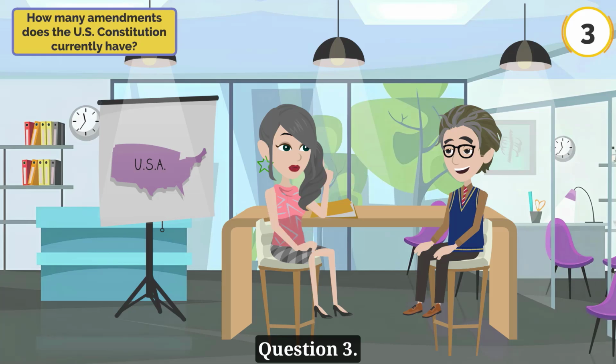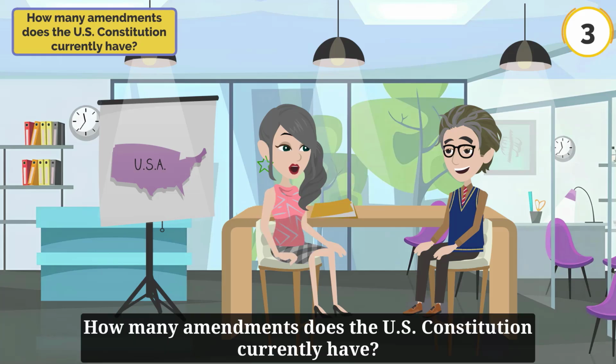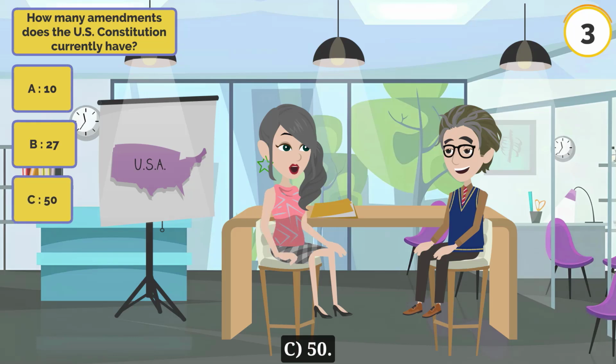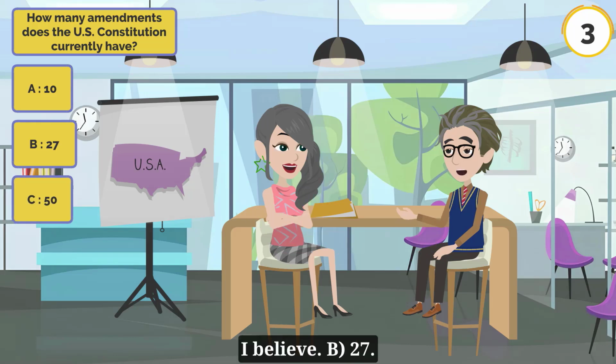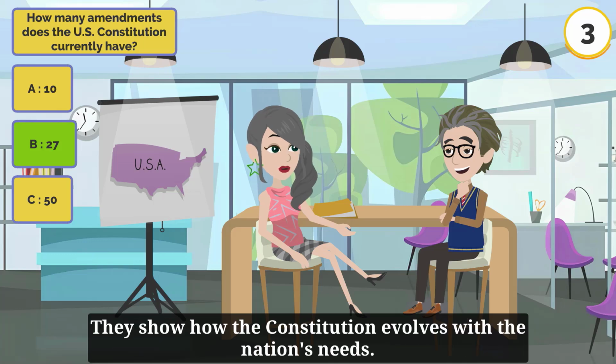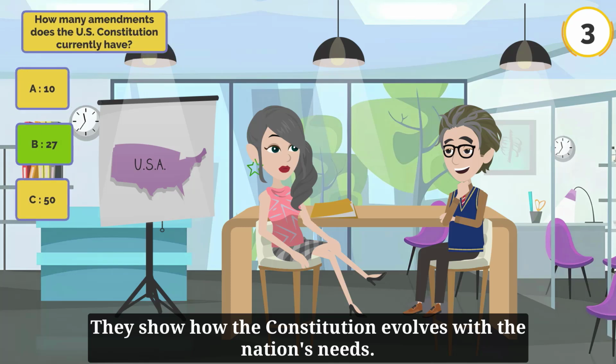Question 3. How many amendments does the U.S. Constitution currently have? A. 10. B. 27. C. 50. I believe B. 27. Correct. There are 27 amendments, each adding or clarifying important rights and procedures. They show how the Constitution evolved with the nation's needs.